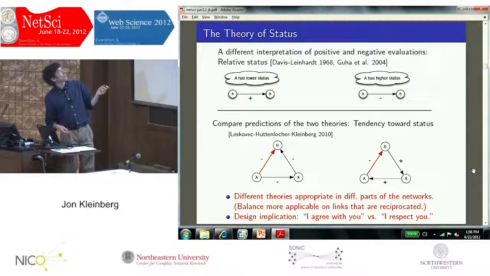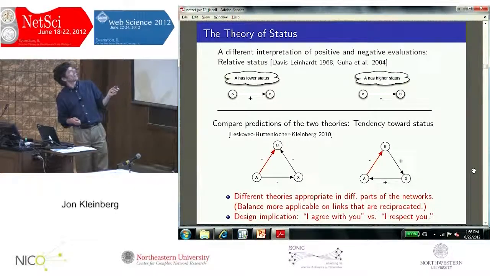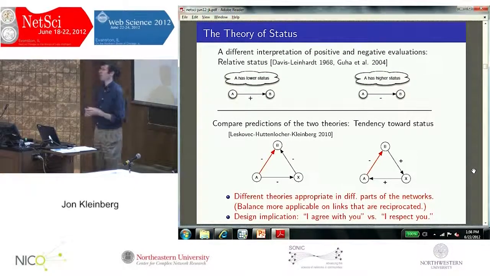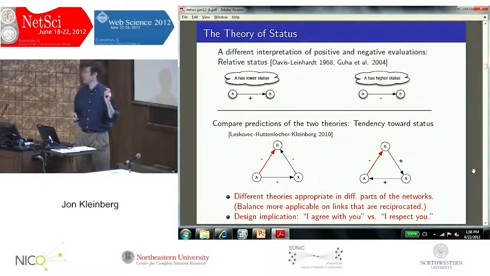Probably the most intuitive example is this: A links to B. It's this red edge, and we want to predict what sign that's going to have. And we know the signs of A to X and X to B. And we know they're both negative. Balance theory would say that A and B have this mutual enemy in X, so if they have a mutual enemy, they should be friends.